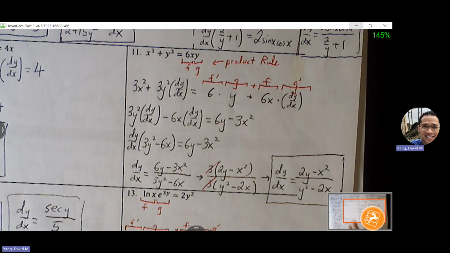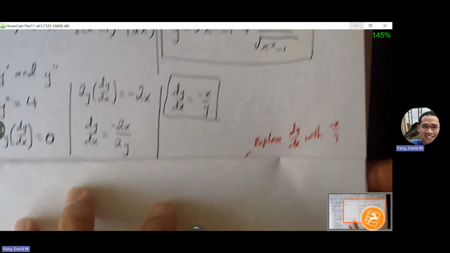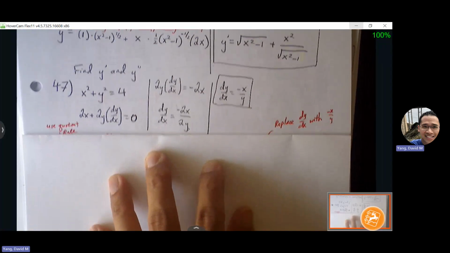Okay, let me just shift the attention to the homework from last night, the one that you just did, because I didn't quite go over how to find the second derivative. So this is number 47. If you want to follow along with me here, 47 from last night's homework.